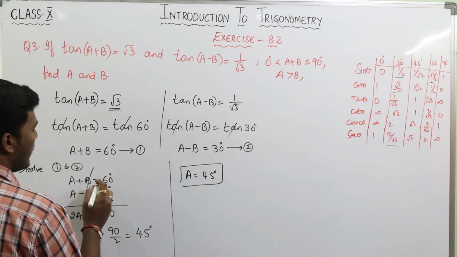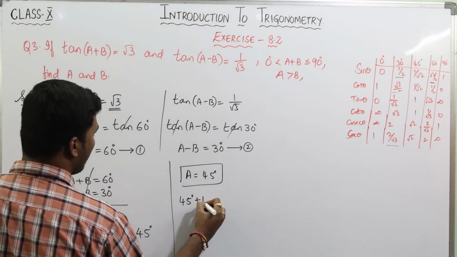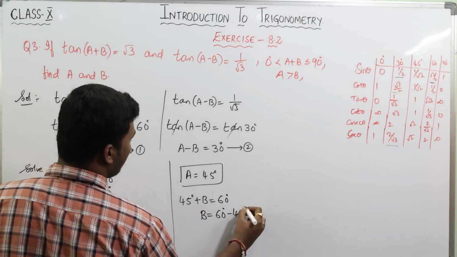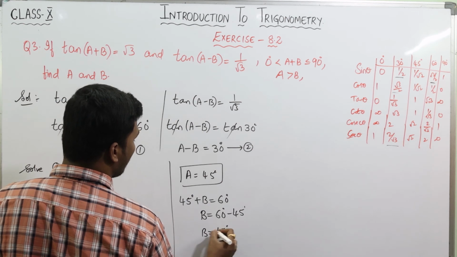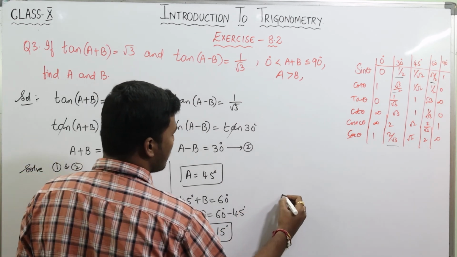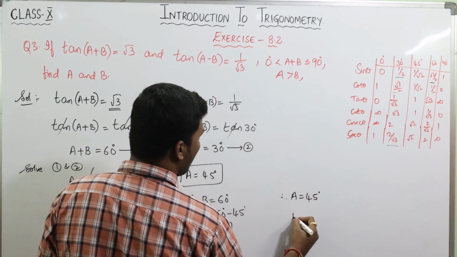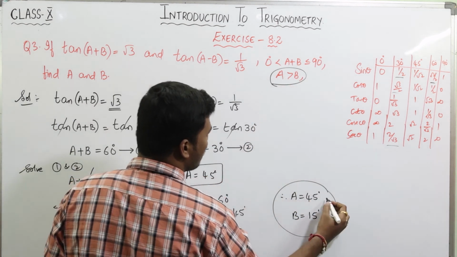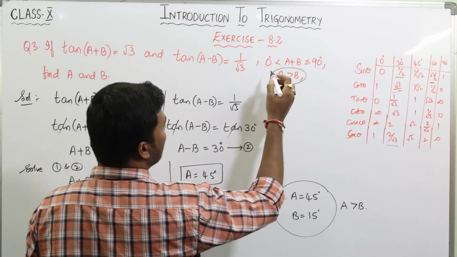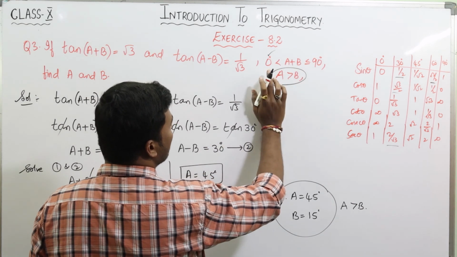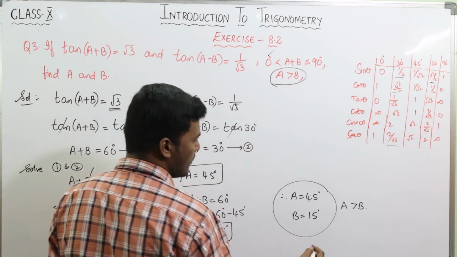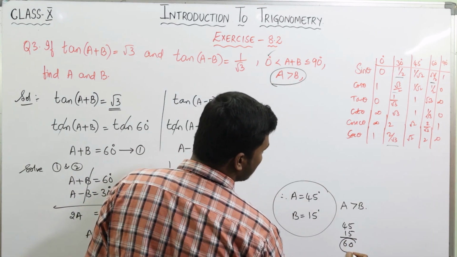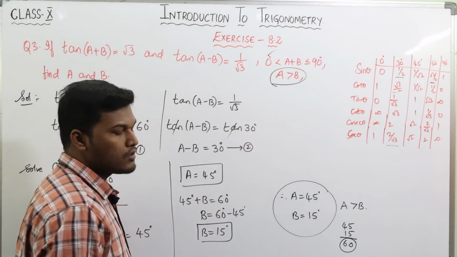Now substitute this a value in any one of the equations, then 45 plus b is equal to 60 degrees. From that b is equal to 60 minus 45, which is equal to 15 degrees. So therefore a is equal to 45 degrees and b is 15 degrees. See, he has given the condition that a is greater than b. So here also a is greater than b. And what else has he given? The value of a plus b is greater than 0 and less than or equal to 90 degrees. So the value of a plus b is 45 plus 15, which is 60 degrees. This is greater than 0 and less than or equal to 90.